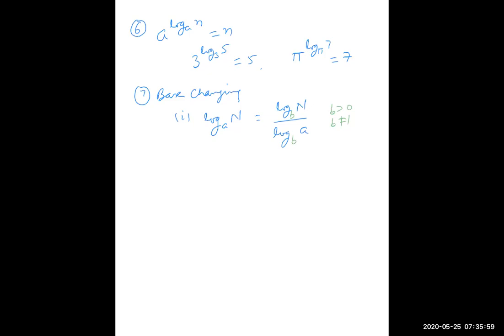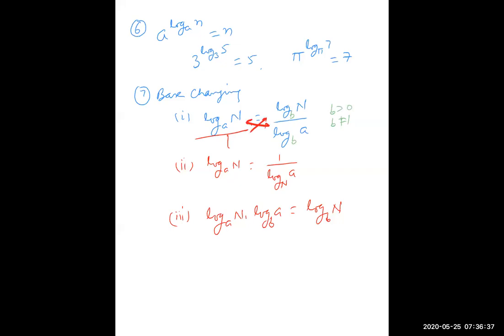Second interpretation of this formula is I can write log_n a as 1 upon log_a n. And third is, if you cross multiply, you can write log_n a into log_b a is equal to log_b n. These all three formulas come under base changing formulas. If you cross multiply here, you will get this third formula. Now, this third formula is very important.